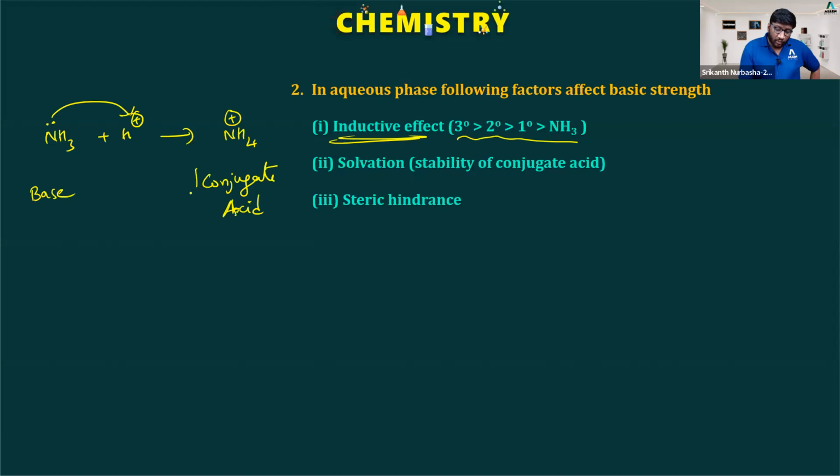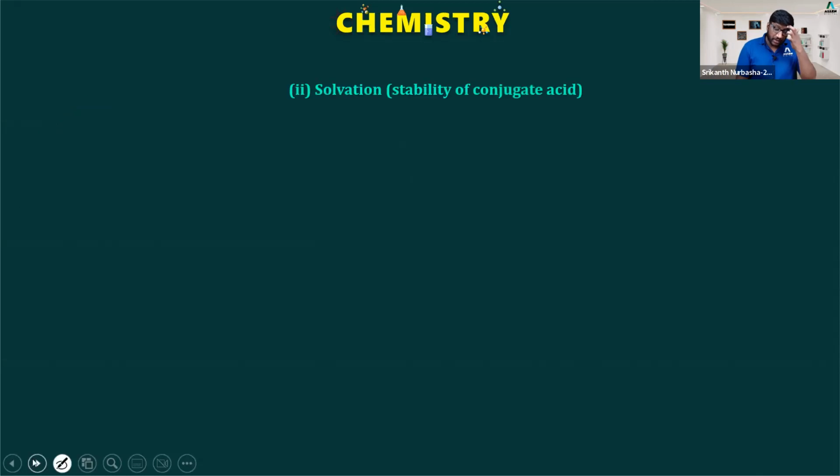Can I again say, the more stable the conjugate acid, the stronger is the base? Like in the acid, what have we said? The more stable the conjugate base, the stronger the acid. In the base, I am saying every base will have a conjugate acid. The more stable the conjugate acid, the stronger the base will be. Now we look at the different solvations happening.